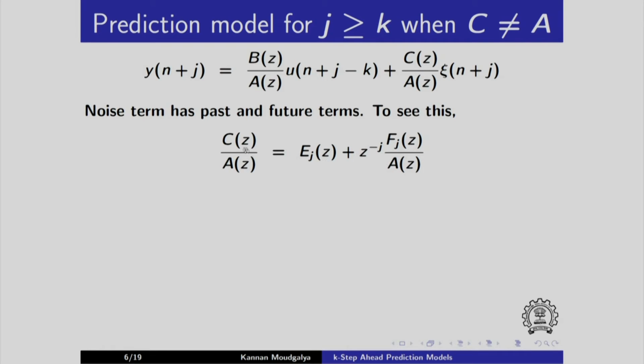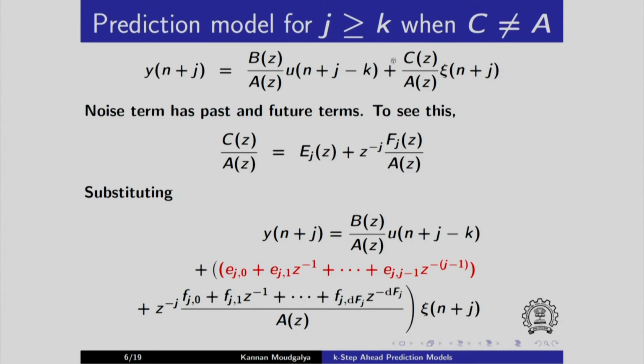Basically, you divide C by A and write the quotient as Ej, and the remainder is the second term that includes Fj. Fj is the remainder multiplied by z power minus j. Now when I substitute this back into the first equation, the first term remains as it is. In the place of C by A, I substitute this is E and this is F by A times C, which comes from here. So all that I have done is I have divided C by A and written these two terms.